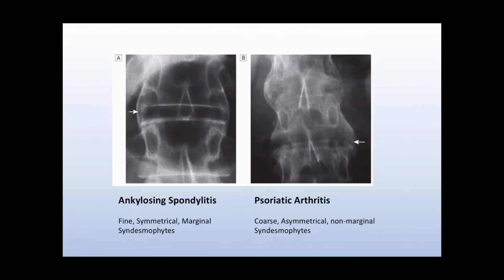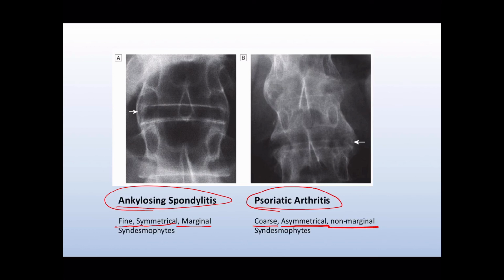Now, there is a confusion. Syndesmophytes are seen both in ankylosing spondylitis and in psoriatic arthritis. So, how can we differentiate between them? Very simple. In case of ankylosing spondylitis, the syndesmophyte is fine, symmetrical and marginal. But in case of psoriatic arthritis, it is coarse, it is asymmetrical and it is non-marginal.